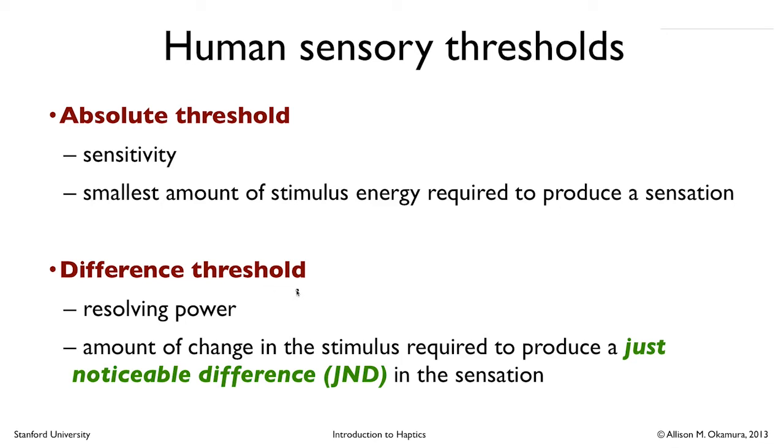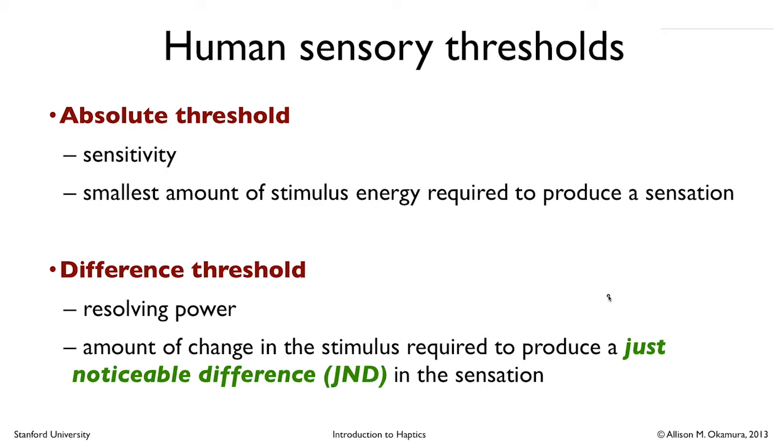More commonly, we're actually interested in the difference threshold, or the resolving power of a simulation or a haptic device. And in that case, we measure the amount of change in the stimulus that's required to produce what's known as a just noticeable difference in the sensation. If you get into the haptics research literature, you're going to see this just noticeable difference, or JND, term a lot, because it's often used as a measure of a human's ability to discriminate between two different objects.